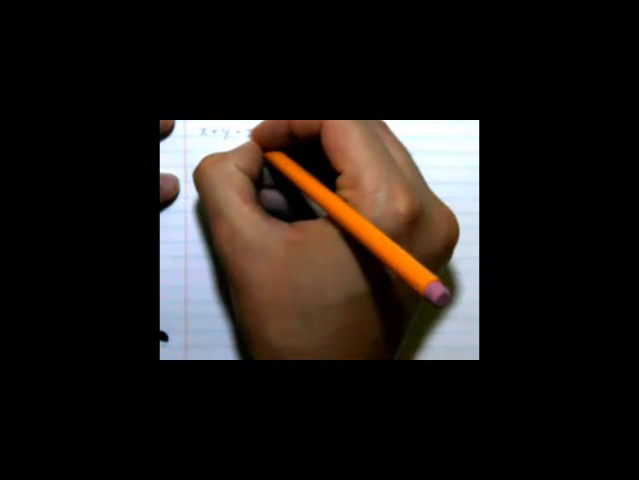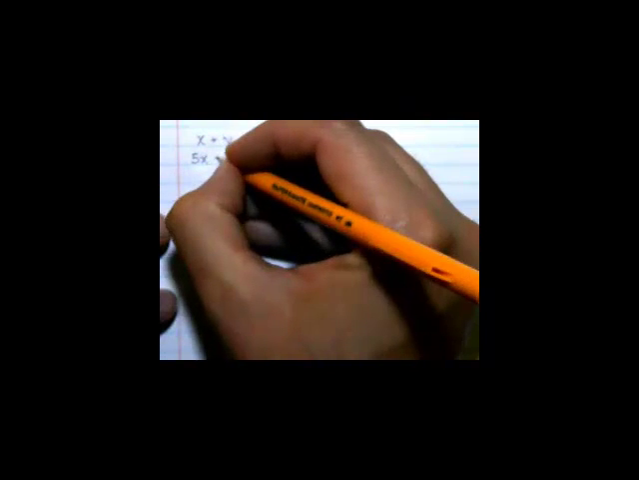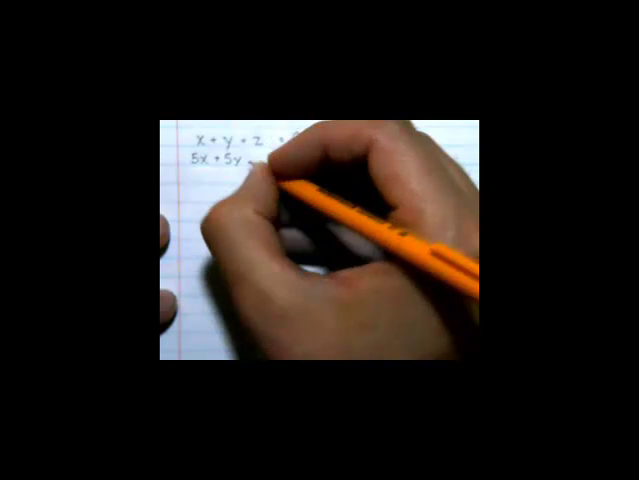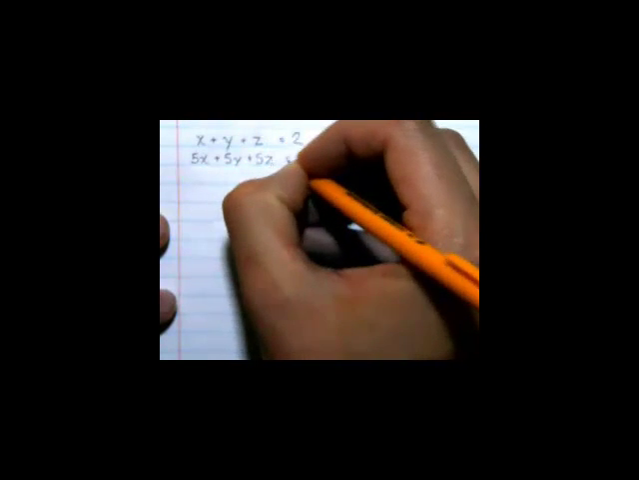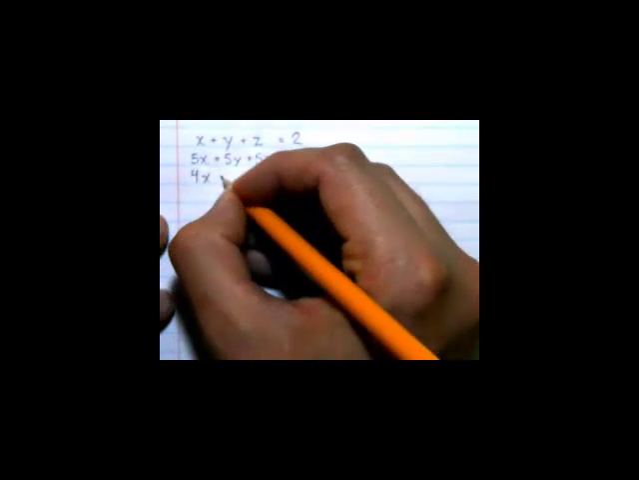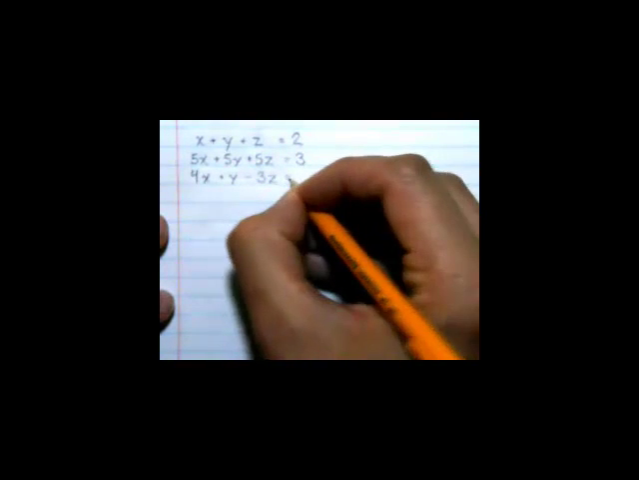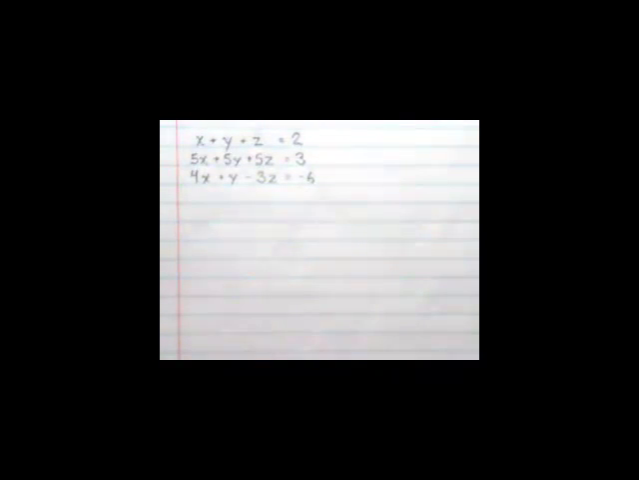So this one we're going to do x plus y plus z equals 2 is the first one. Let me zoom that in a little bit more so you can see it better. Okay, so x plus y plus z equals 2. Then we got 5x plus 5y plus 5z equals 3. 4x plus y minus 3z equals negative 6.